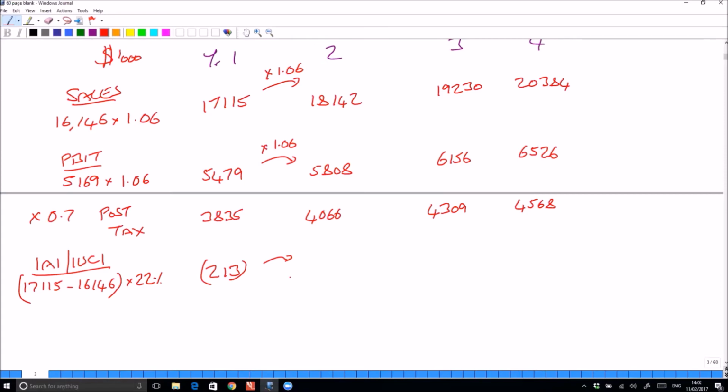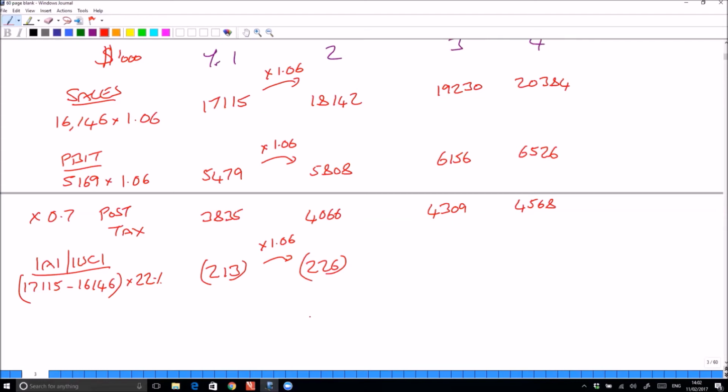Because fundamentally, what's happening? Your sales, which are driving this, are growing at 6%. And if the sales are growing at 6%, what will this figure grow at? It's 6%. And I can promise you that's right. If you don't trust me, you can do it by steam and do the 18,142 minus the 17,115 times the 22%. And you will get, what am I going to get here? 226.